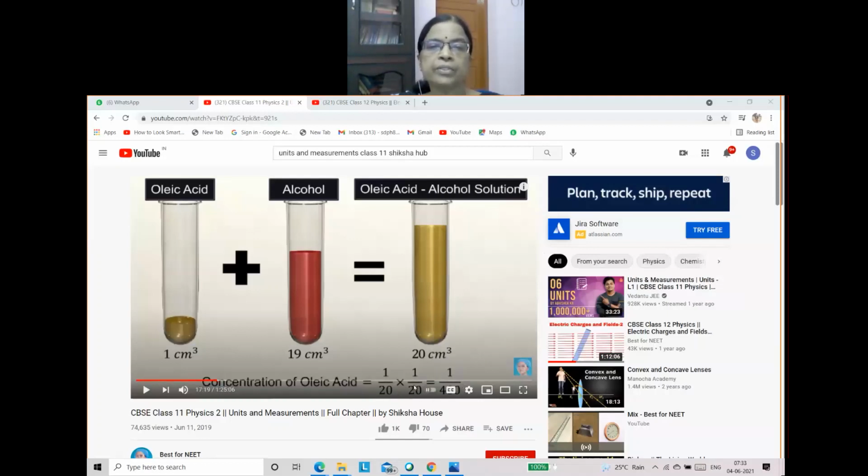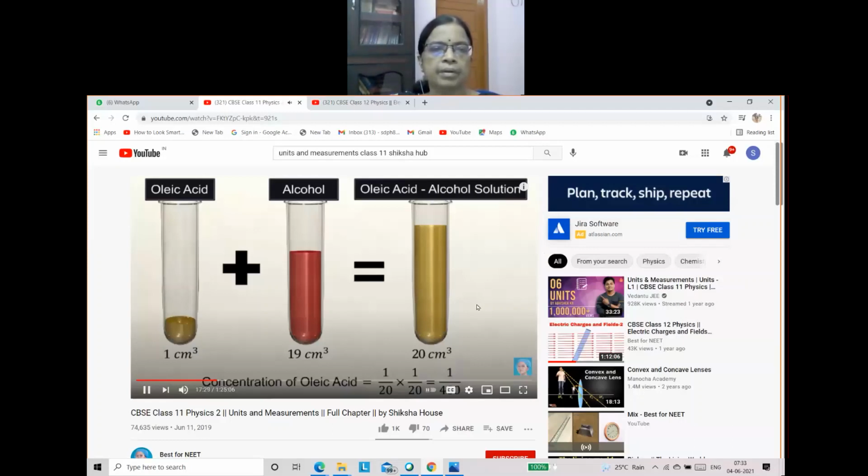20 into 20 it will be 400. Okay, so what is the concentration of oleic acid in this solution now, children? 1 by 20, 1 by 400. One part out of 400 parts of the solution, only one part is oleic acid. 1 by 400 is the concentration of oleic acid. That means it is very much diluted. Then what is done? Let us see. I will show you that. Dilute it to 20 cc. This makes the concentration of oleic acid 400th part of the solution.